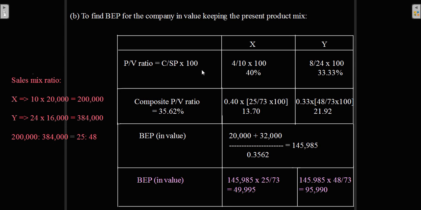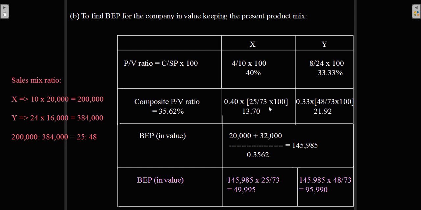Now to answer the second question, composite break-even point. You have to first find the PV ratio for each of the components: contribution divided by selling price. For component X, the contribution is 4 and the selling price is 10, into 100, we get the answer 40%. For component Y, the contribution is 8 divided by the selling price 24. So the PV ratio is 33.33%.